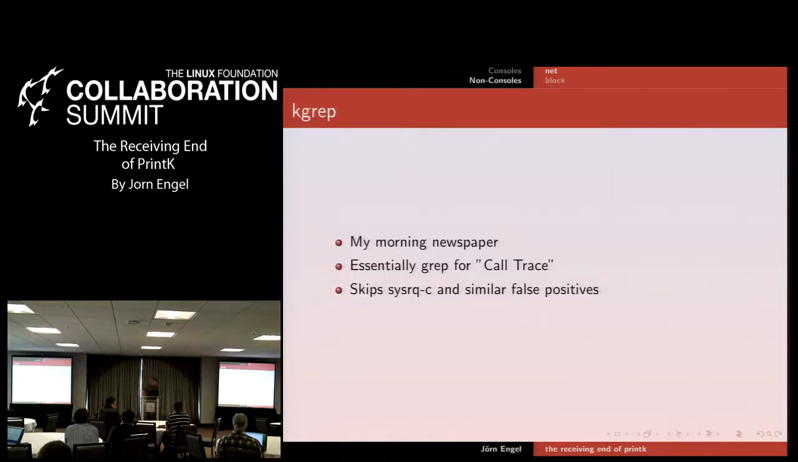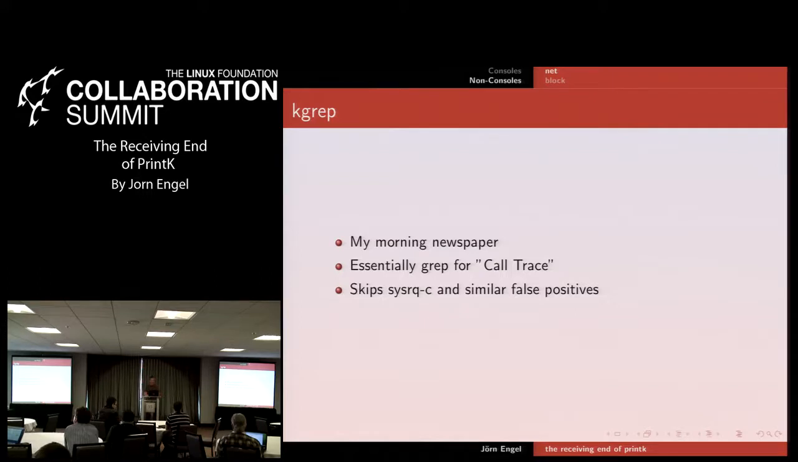Kgrep. Now that I have this one machine to do them all that gets all my kernel output, I started out having some grep that I basically grabbed for call trace, and whenever there was a call trace, it was something I wanted to look at.